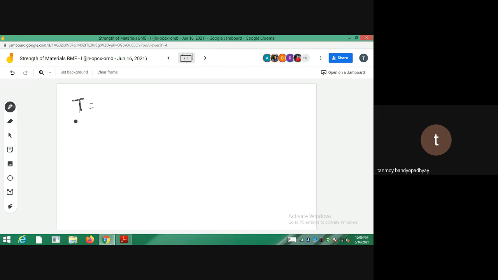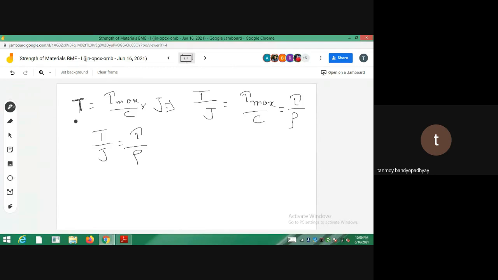J is actually Iz. Just remember that one. Don't get confused with J anytime. So T will be equal to tau max by C into J. So what I am getting is T by J equal to tau max by C, or you can write it as tau by rho. This is the general thing: whenever you write T by J equal to tau by rho, at any radius rho, if you want to calculate the torque, this is the expression you have to follow.